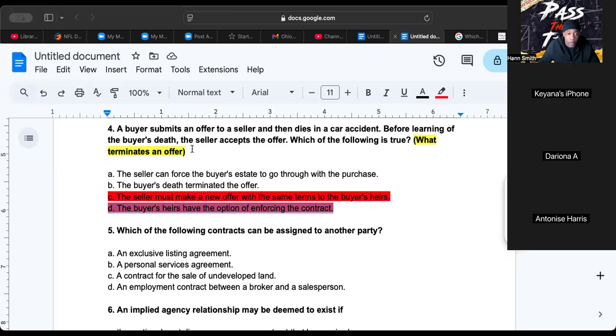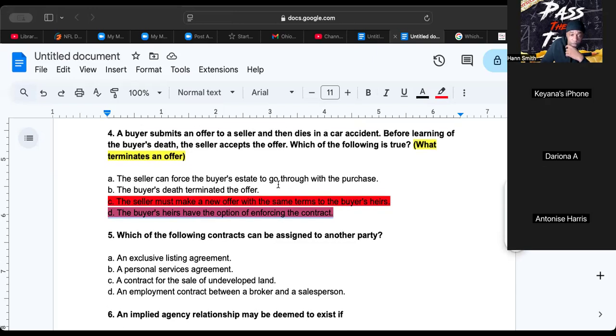So right now at this point, what I'm doing with number 4 is I'm making sure that they're not trying to trick me. So I'm gonna read the question slow again. The buyer submits an offer to a seller and then dies in a car accident. Okay. Before learning of the buyer's death, the seller accepts the offer. Which of the following is true? Okay, that's pretty straight and clear. I kind of know where we want to go with this. Is it A, the seller can force the buyer's estate to go through with the purchase? Or B, the buyer's death terminated the offer?